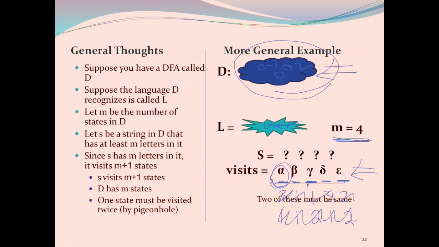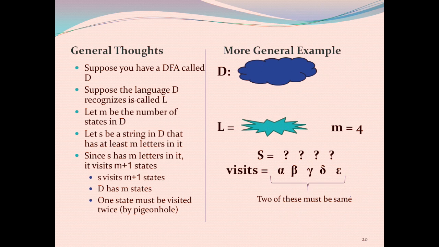So alpha is the number of one of the states. Beta is the number of one of the states. It may be the same as alpha. Gamma is the number of one of the states. It may be the same as beta, or the same as alpha. But whatever we do, I'm guaranteed that at least 2 of these Greek letters have the same number. They refer to the same number.